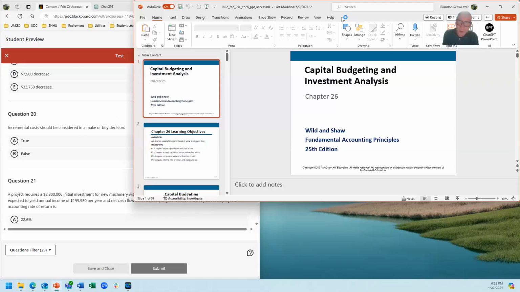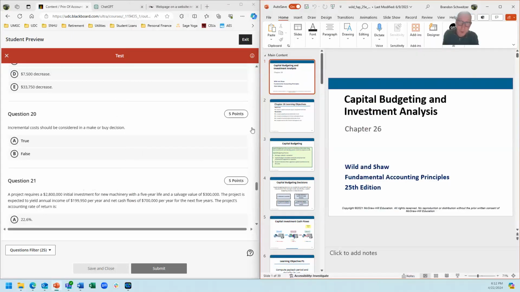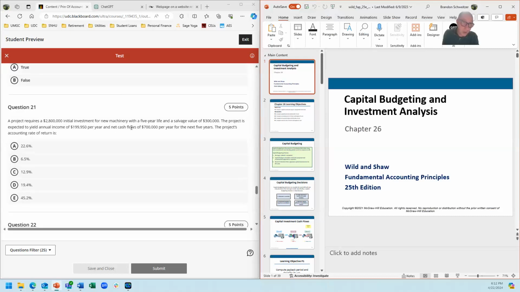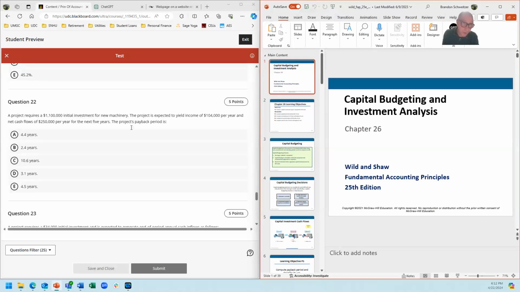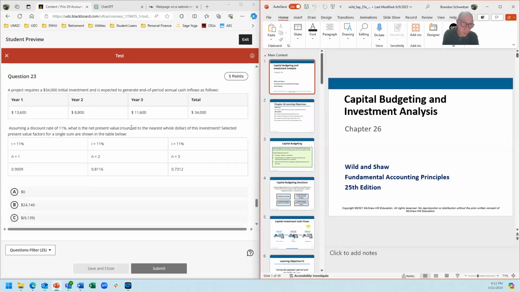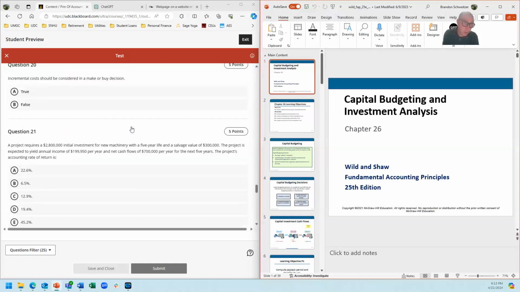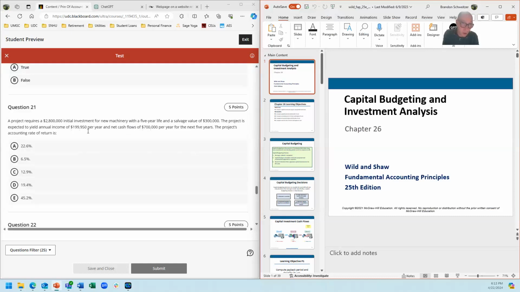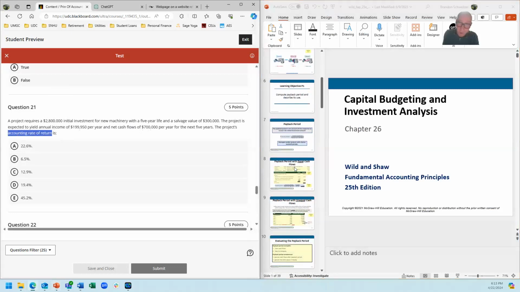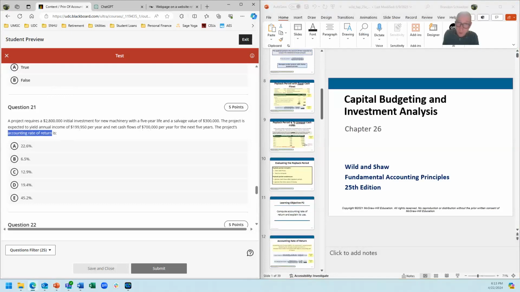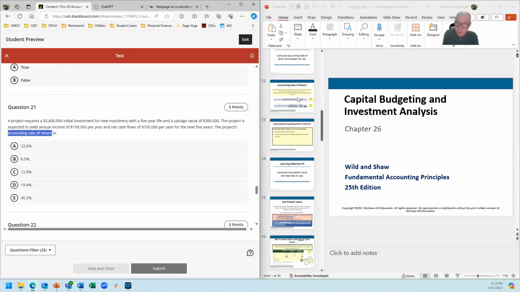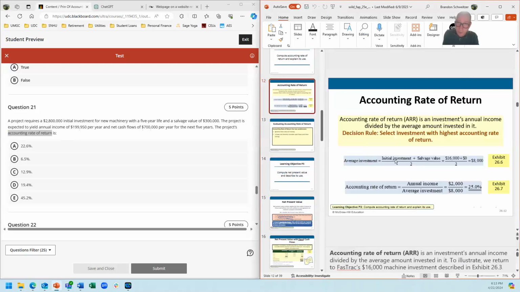And then lastly, chapter 26, the one we talked about last week, capital budgeting, investment analysis, covers questions 21, 22, 23, 24, and 25. You'll notice that question 21, we're looking at the accounting rate of return. So you need to know that formula, which we've talked about that one. Accounting rate of return is right here, slide 12. There's the formula. You're going to just pump the numbers in, okay?